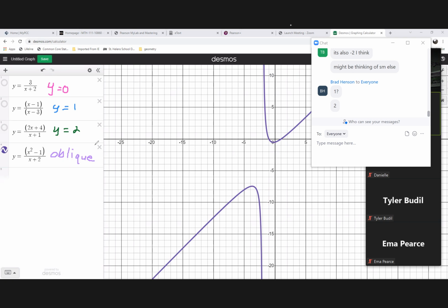So I'm hoping that you're saying, how am I going to know when it's going to be 0? How am I going to know when it's going to be 1? How am I going to know when it's going to be 2? And how do I know when it's going to be oblique? Because that's the kind of thing you should be asking. So let's go back and look at these. All right, I'm going to go and click this off.